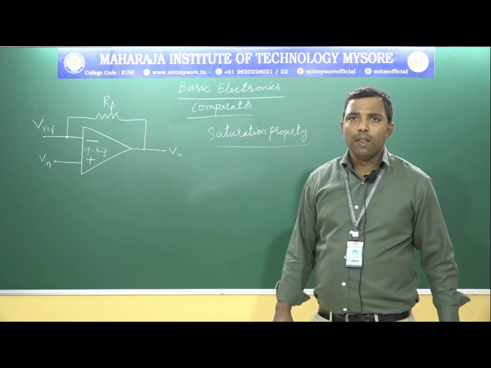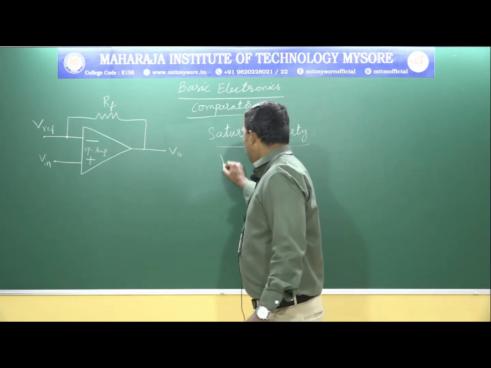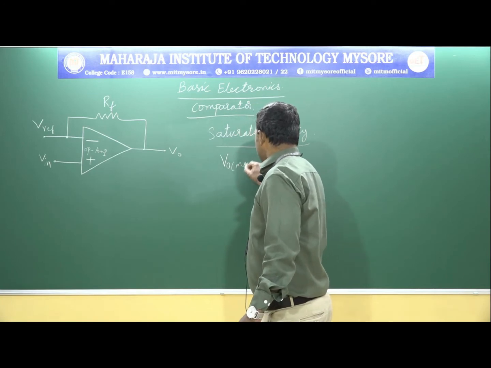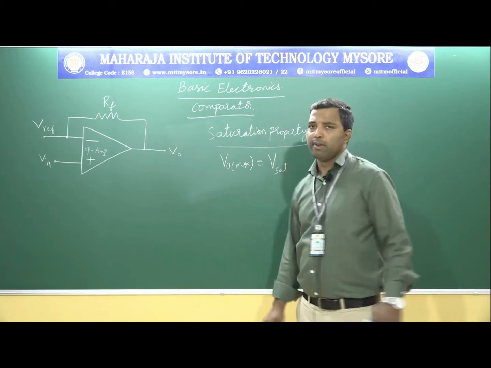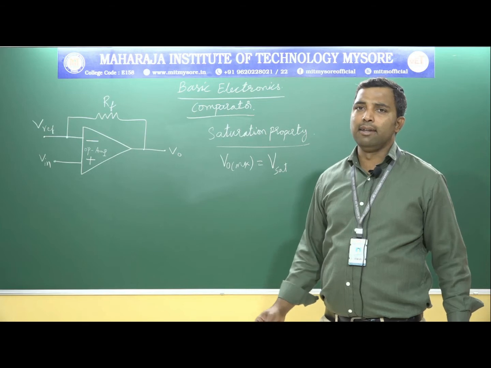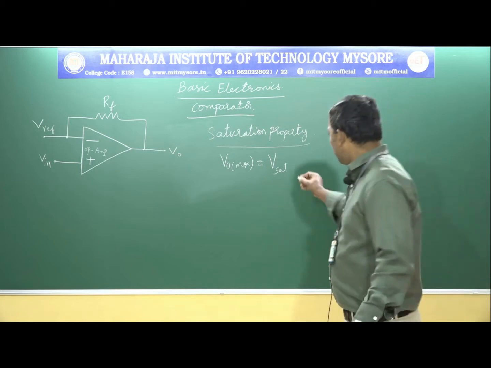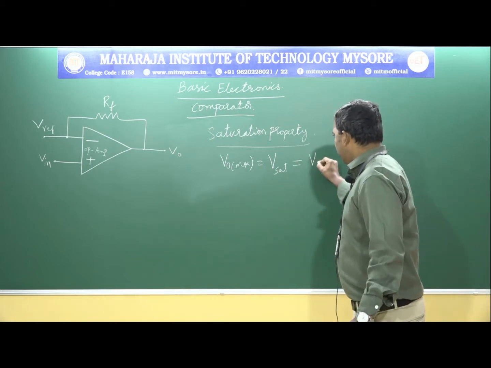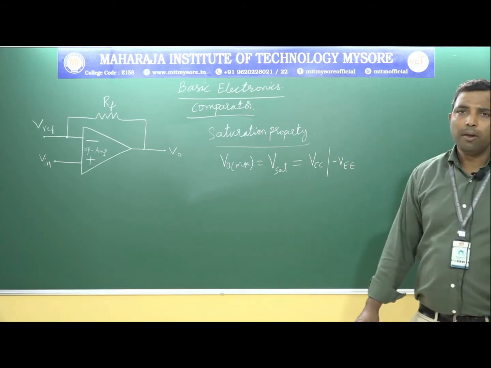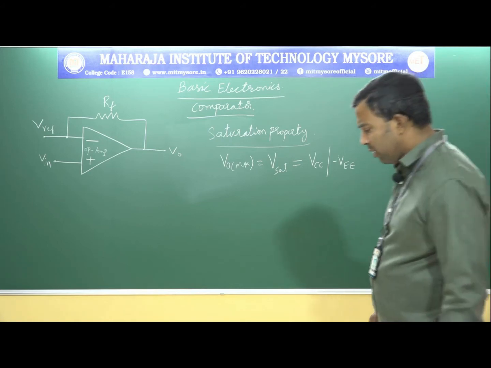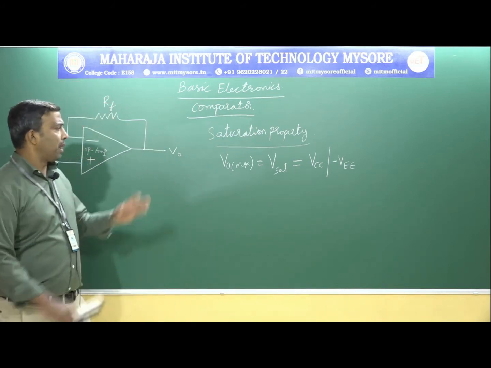The maximum output should be a saturated output. The maximum output is the saturated value of the voltage, that is called V saturation. V sat is nothing but the saturation voltage at the output side, that is equal to VCC or minus VEE. That is, the maximum output obtained is equal to the supply voltages.